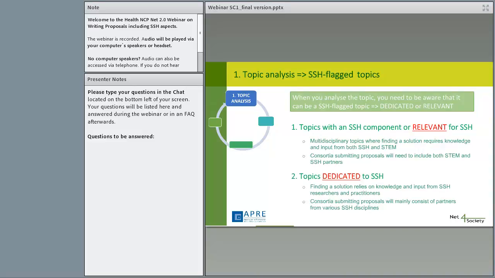If the topic is dedicated to SSH, the topic will be focused only on the socio-economic sciences and humanities. But as we are talking about health, it's quite impossible that the topic is only dedicated to socio-economic sciences and humanities. So what you'll face in the topics probably will be relevant topics, not dedicated topics. So you need to consider if the topic that you are facing is a relevant topic for SSH, that you need to mix both STEM and SSH.